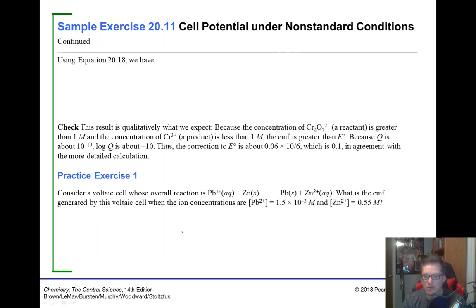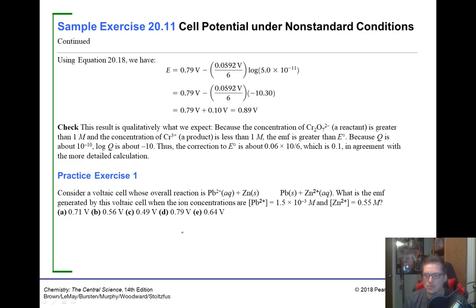All right, so then all we have to do is take those values and plug them into our equation: 0.79 minus 0.0592 over our n value of 6, times the log of 5 times 10 to the minus 11th, and so on, and you get this. This is what we expect, because our dichromate was at twice the standard concentration, and since the reactant was higher than standard, it makes sense that we'd produce more voltage.